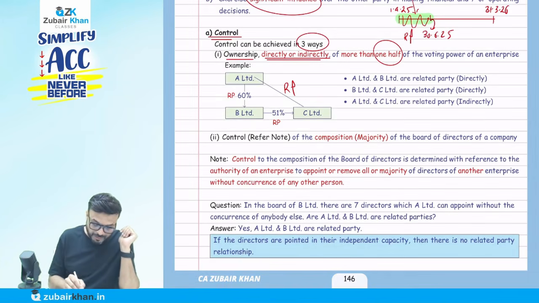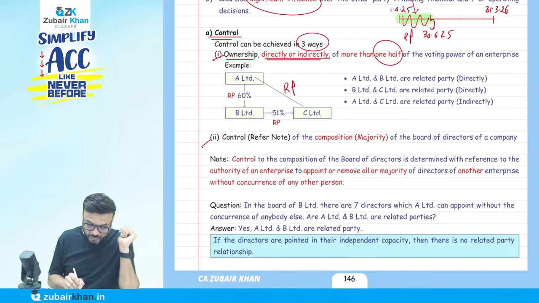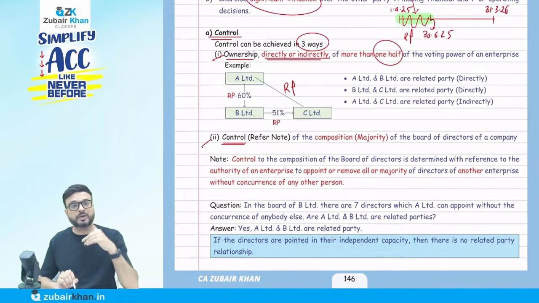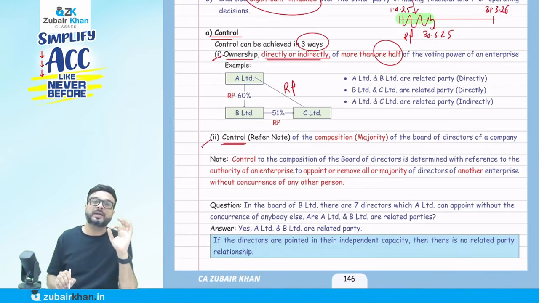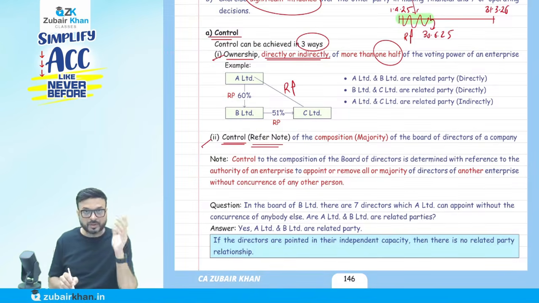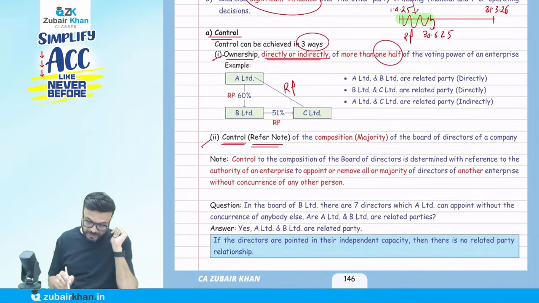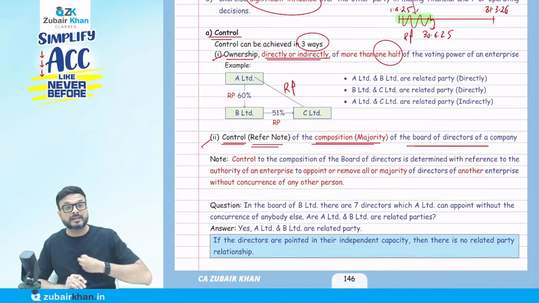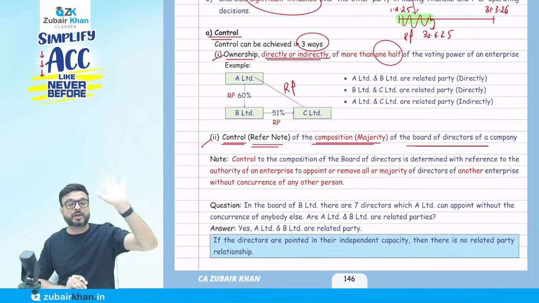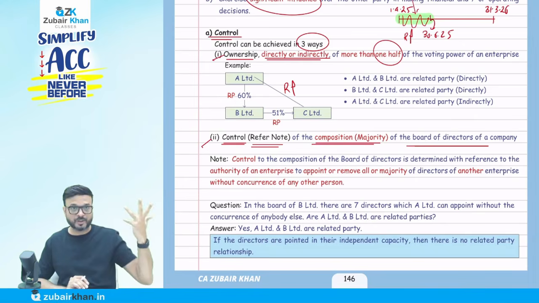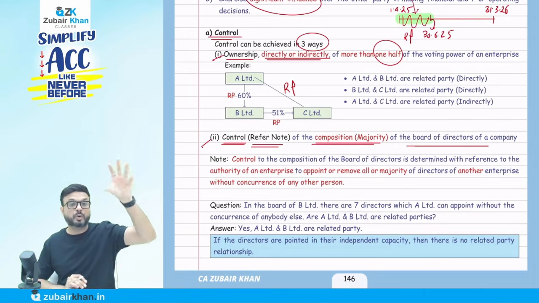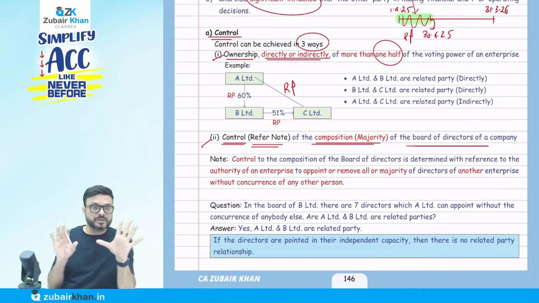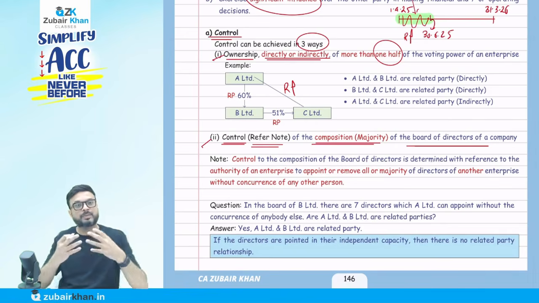That is the first point. Now the second point: how we can achieve control. First, we are holding more than 50%, directly or indirectly. The second point is control of the composition. Control of the composition means control of the majority of the board of directors of the company. It means I have control on the board of directors. Out of 7, I control 4 of them; I decide who is going to be appointed and who is going to be removed. I have control of the board of directors.